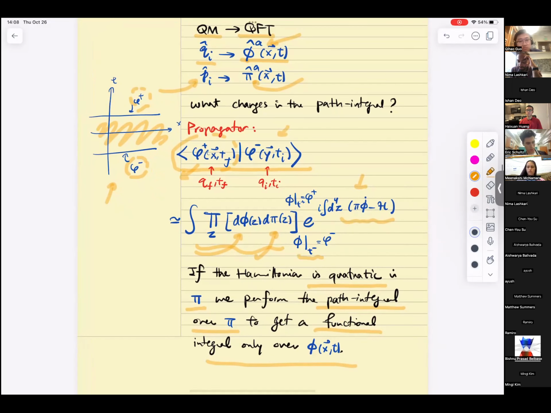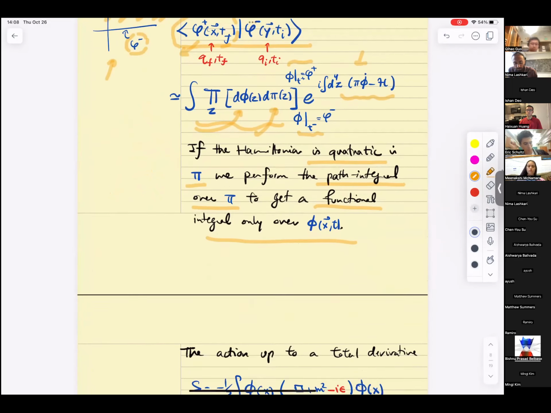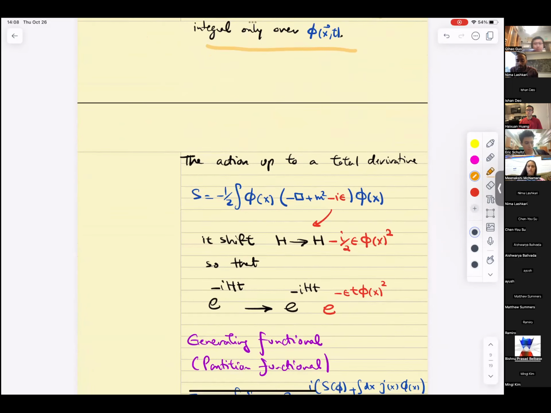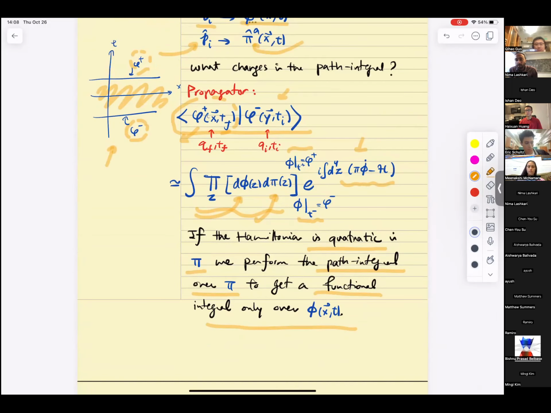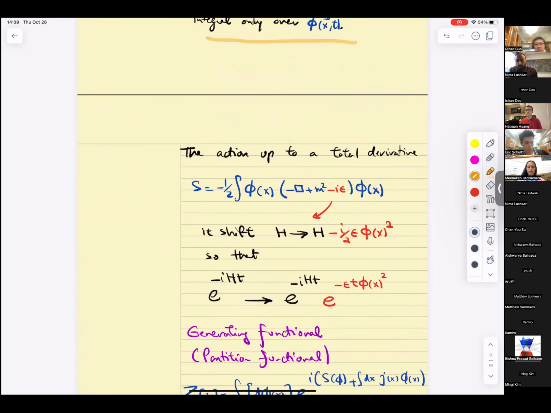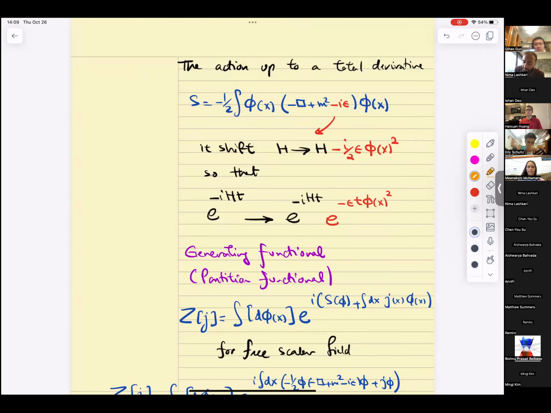This notation just refers to the boundary conditions we set. All right, so now I want to calculate this path integral. I want to do it explicitly. Let me do the following.